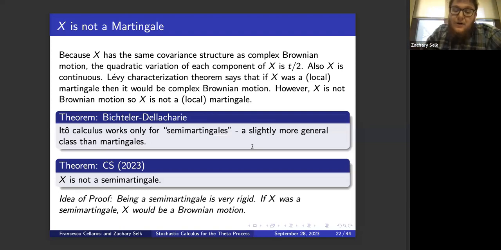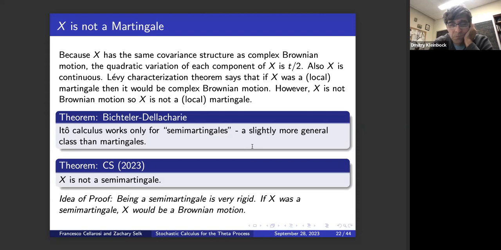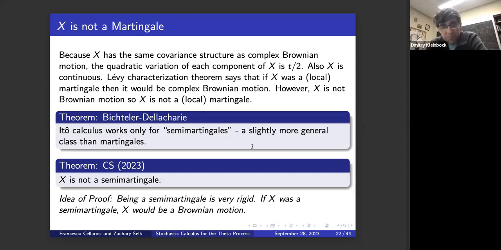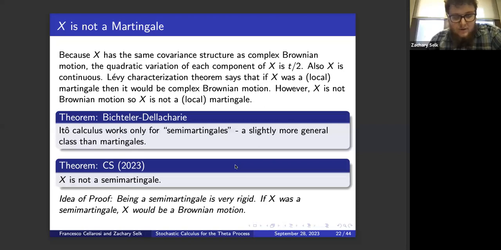Not quite. If X was a semimartingale and it had certain properties, we show that it would be a Brownian motion. So if it has the quadratic variation of t, if it has the covariance, and it's a semimartingale, then you can prove that X is Brownian. So it's a proof by contradiction. Assuming it's a semimartingale, then we show it's Brownian, but it's not Brownian, so it's not a semimartingale. Okay. Sure.